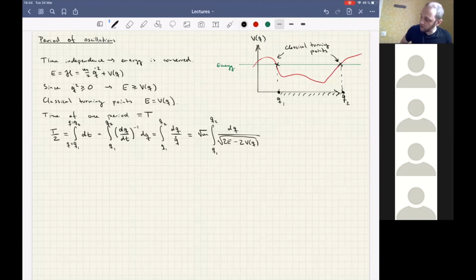So this is going to be half the period of oscillations, because I just went from q1 to q2. So if I write it for the actual time for one period, I multiply this by 2. So what I get is the square root of 2m, the integral from q1 to q2 of dq divided by the square root of E minus V of q.